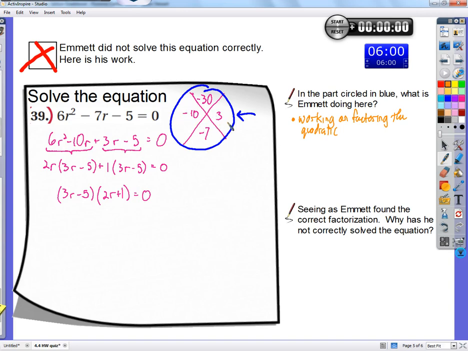Factors of what? Of negative 30. So the factors of negative 30 that also, what? Add to make negative 7. So he's found factors of negative 30 that add to negative 7, and he's written negative 7r as the sum of those two numbers. He's split up negative 7r into negative 10r plus 3r. Okay? So he found negative 10 and 3. How did he do that? Where are all these numbers coming from?